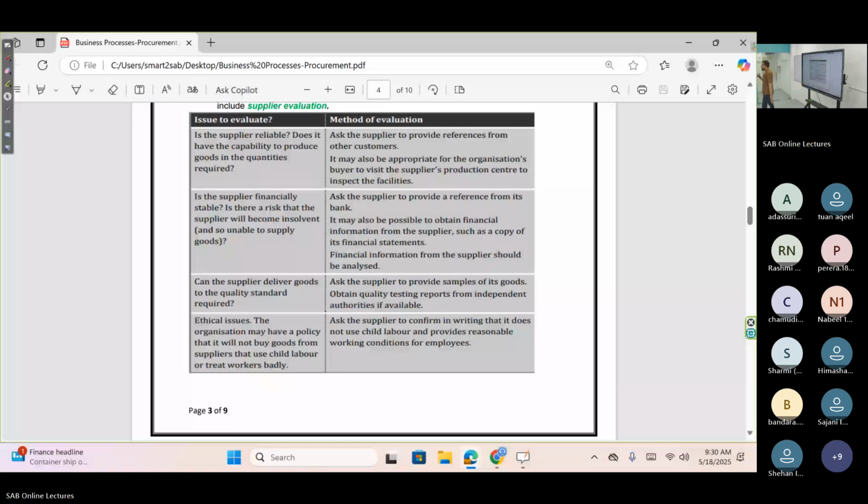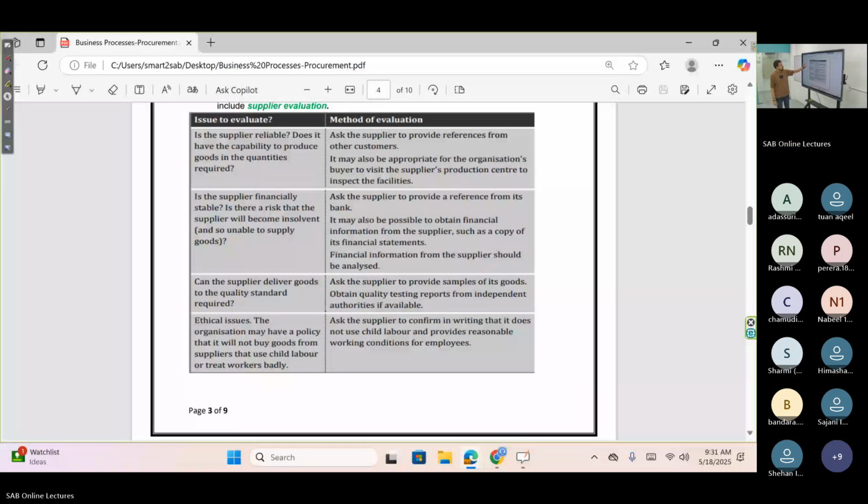Now, how to evaluate? Methods of evaluation. How these issues can be evaluated. Whether the required quantity will be sent, whether quality product will be sent, the ethical issues, and whether the supplier may go bankrupt, we must ensure these. Okay, these are the things.